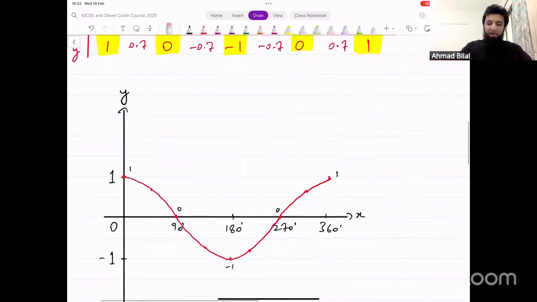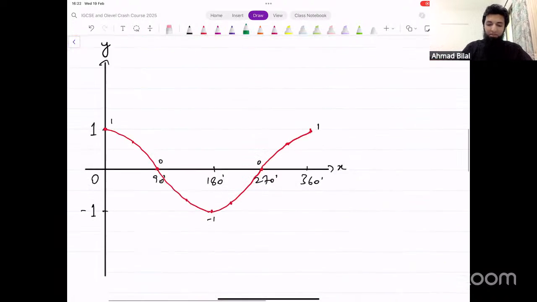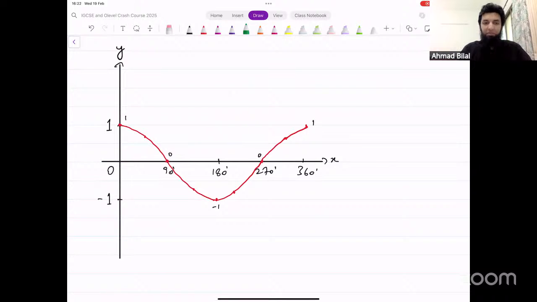So the sine graph starts from 0 and goes to 1 first, and then you have this oscillating shape. The cos graph starts from 1, and then goes to 0, and then -1, and so on. You need to remember these shapes and these corresponding values. Again, these are the important values here: 1, 0, -1, 0, 1. You need to sketch these exactly like this.